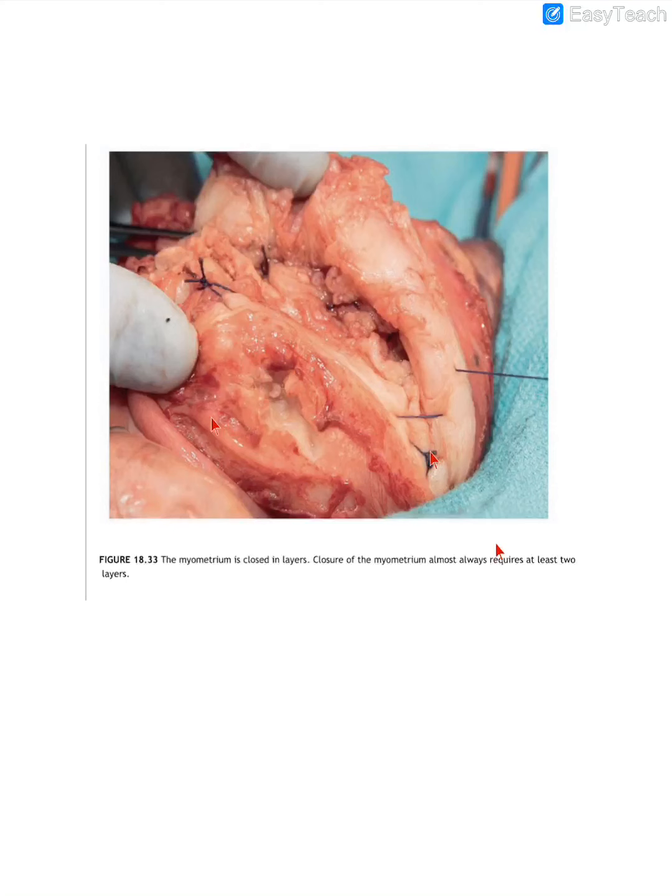So this completes the medical and surgical management of fibroids.